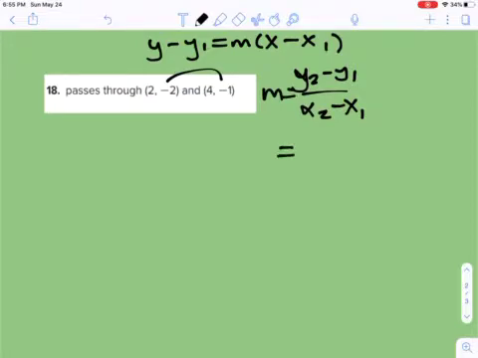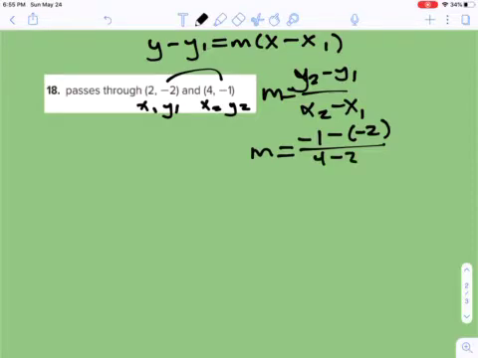So we've got m is equal to, well, y2 is negative 1. I'm going to just call this x2, y2. We'll call this one x1, y1. So we have negative 1 minus a negative 2, and then 4 minus 2. So this gives me negative 1 plus 2 over 2. Negative 1 plus 2 is 1. So my slope is 1/2.